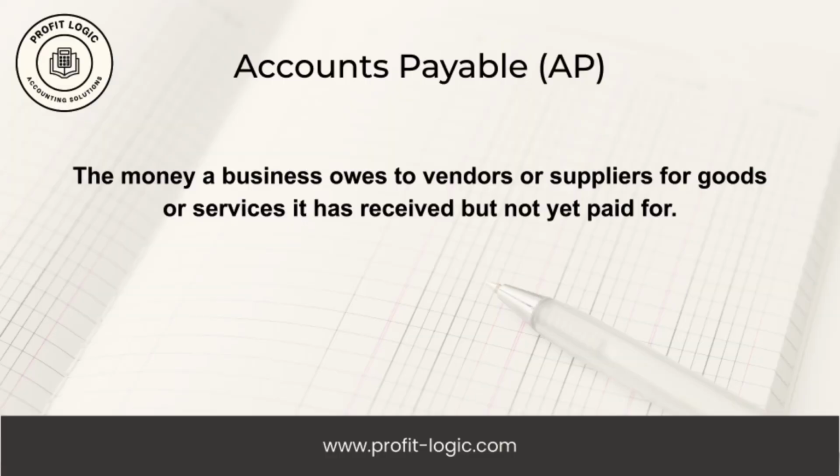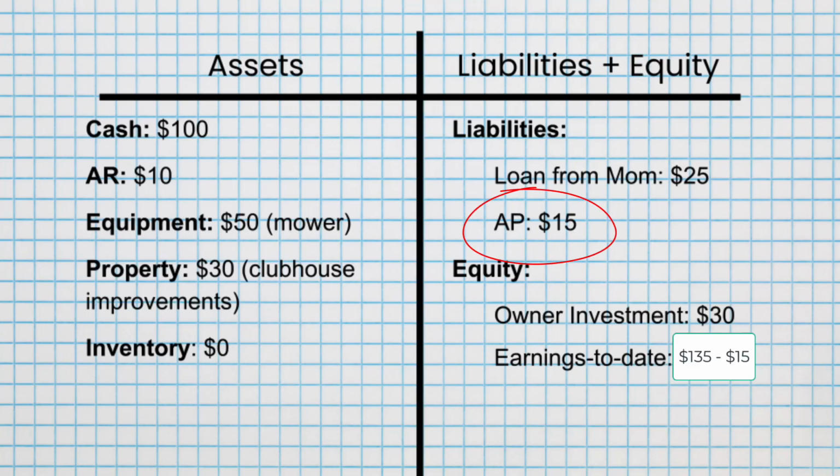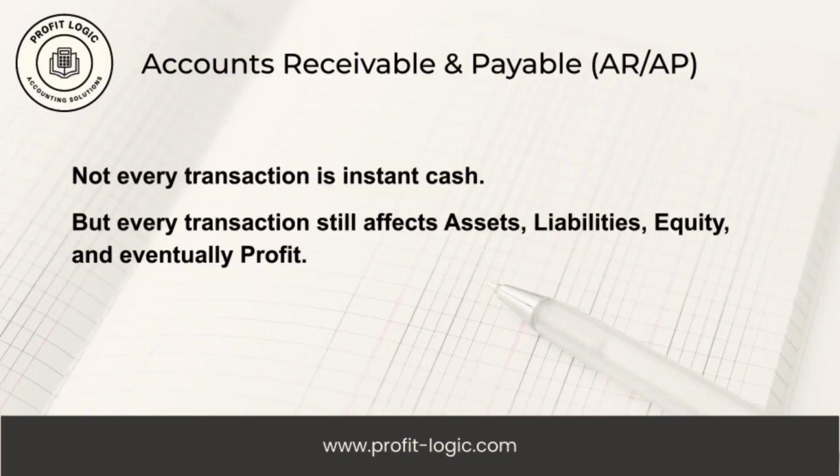It's a liability. So we record under liabilities, we have an increase in accounts payable of $15 plus a cleaning expense of $15 on the income statement. We don't have any cash showing yet. Nothing has left the bank account. But this concept of accounts payable and accounts receivable, they show us that not all transactions involve cash, but every single transaction affects assets, liabilities, or equity, and eventually profit.